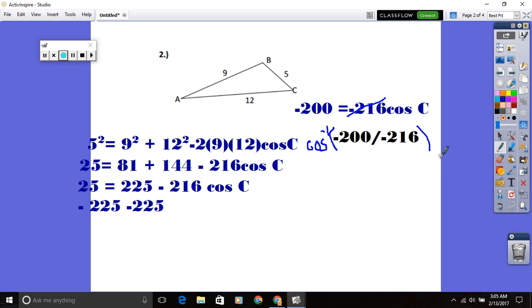22.2 degrees. Since we're dealing with degrees, we typically round to the nearest whole number, so we're just going to go with 22 degrees as our answer.